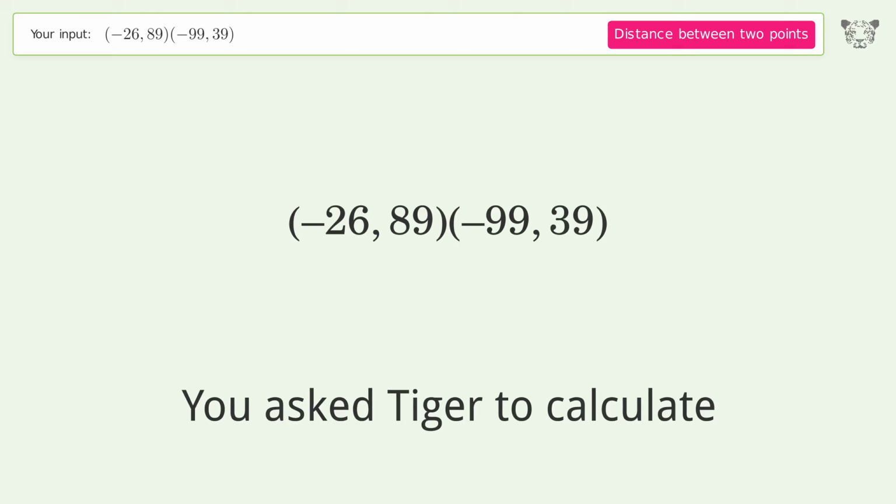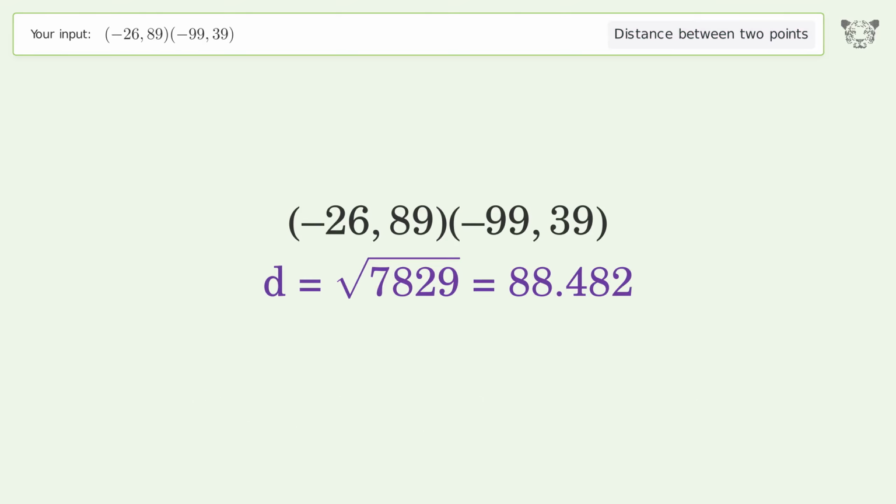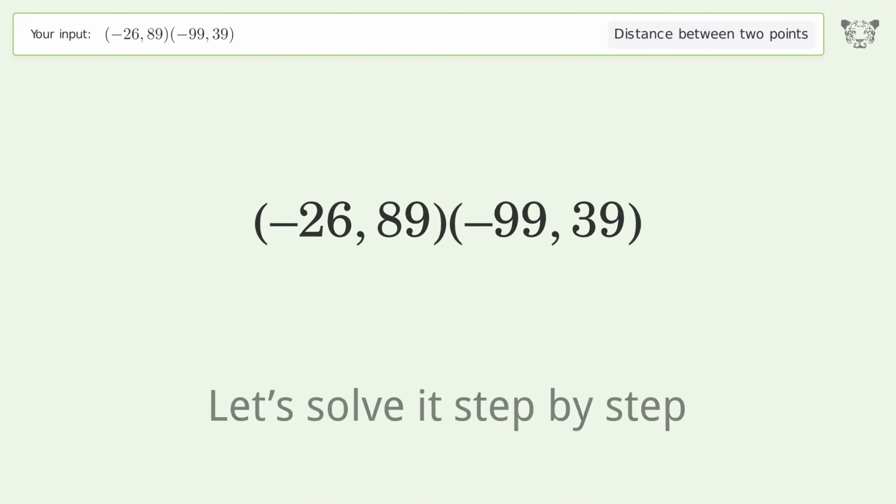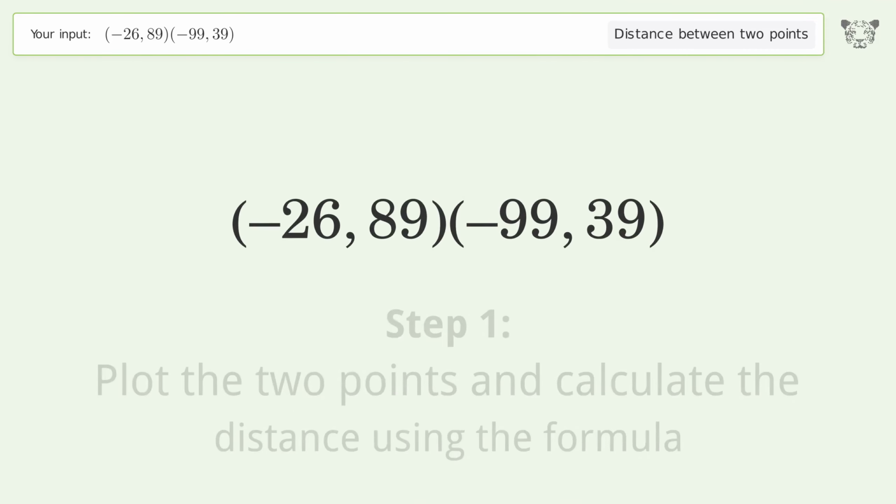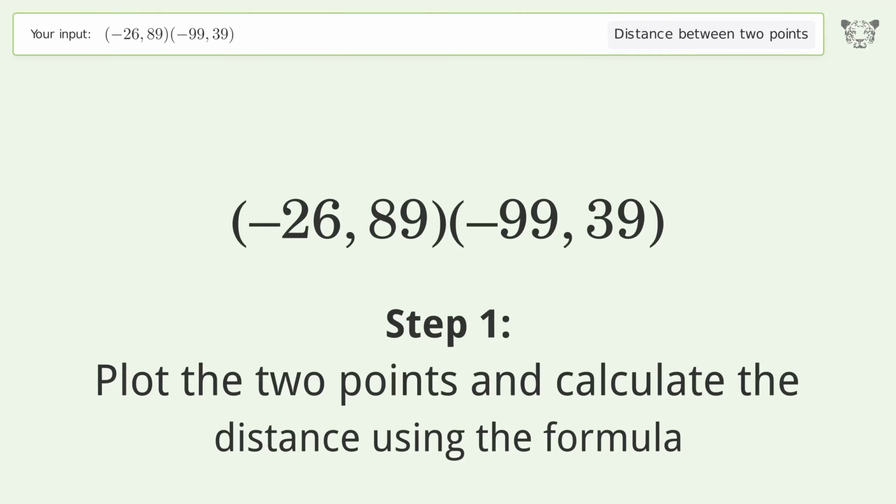You ask Tiger to calculate. This deals with the distance between 2 points. The distance between the 2 points is the square root of 7,829, or 88.482. Let's solve it step by step. Plot the 2 points and calculate the distance using the formula.